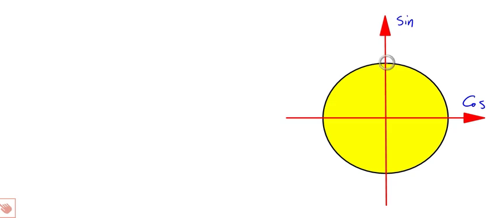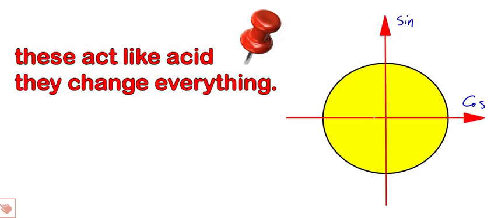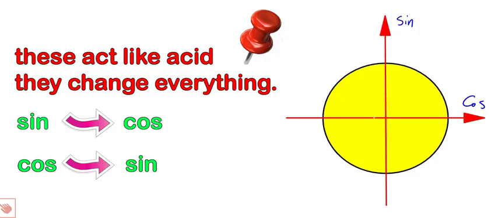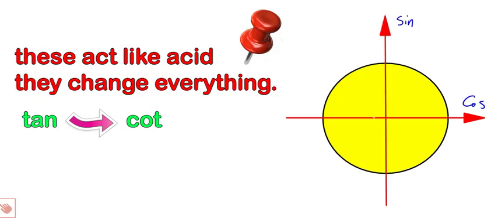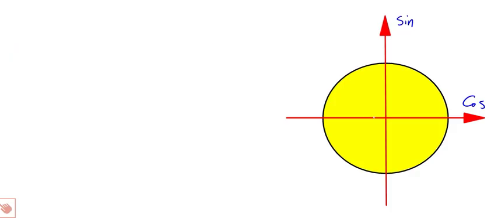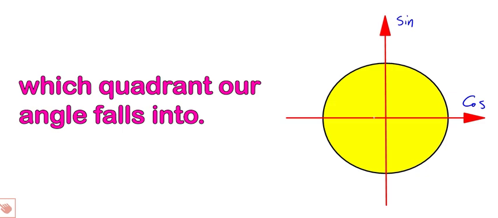Now let's move on to pi over 2 and 3 pi over 2. Remember these sentences well. These act like acid. They change everything. Meaning they turn sine into cosine, cosine into sine, tangent into cotangent, and cotangent into tangent. Let me explain further. First, we need to know which quadrant our angle falls into.